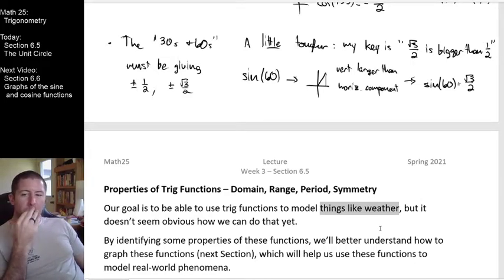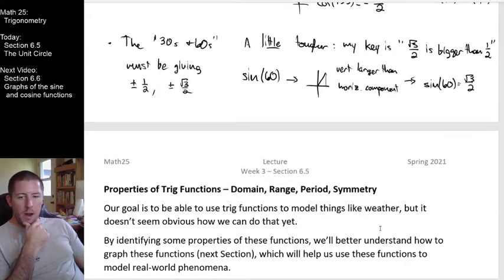But it's not clear how we're going to do that yet. We want a little bit more information about these functions to see how we apply these to real world scenarios. By identifying some of these properties of these functions, we will better understand how to graph these functions. And by graphing these functions, it's going to help us use these functions to model real world phenomena, which again, we're not taking this class for the fun of it.